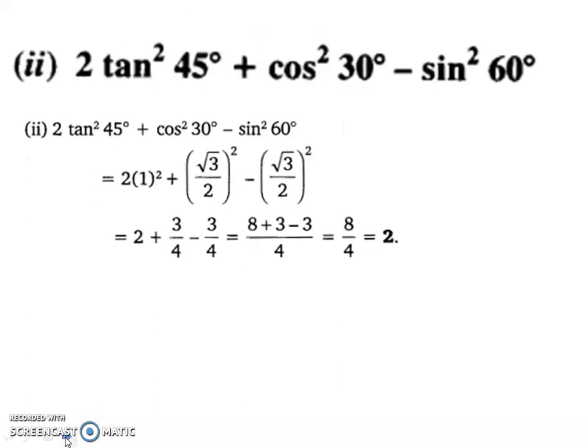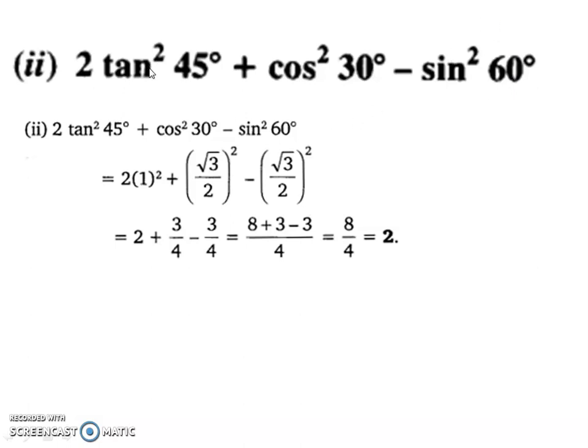Next question. 2 tan square 45 plus cos square 30 degree minus sine square 60 degree. Students, you can see square here. So, take tan 45 and square it. Here also, cos square 30. Take the value of cos 30 degree and square it. Sine square 60 degree. Similarly, take the value of sine 60 and square it.